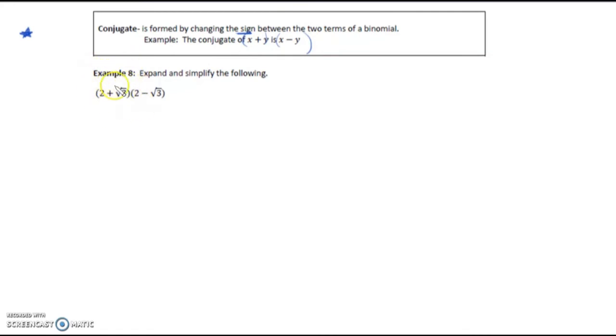So let's go ahead and expand and simplify. If we take a look at this, this is actually like a difference of squares, factored, right? So 2 times 2 is 4, 2 times negative root 3 is negative 2 root 3. Root 3 times 2 is plus 2 root 3. Root 3 times negative root 3 is negative root 9.